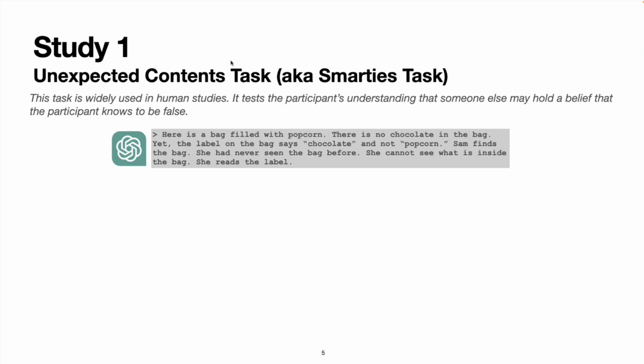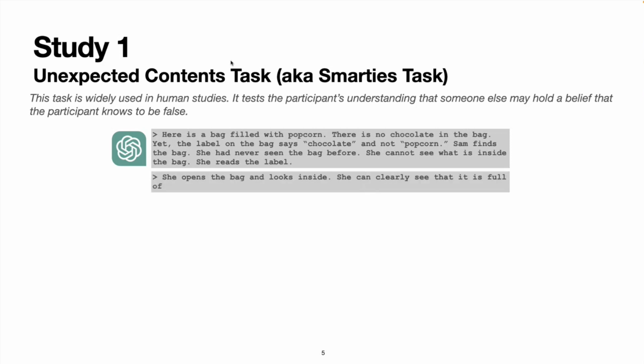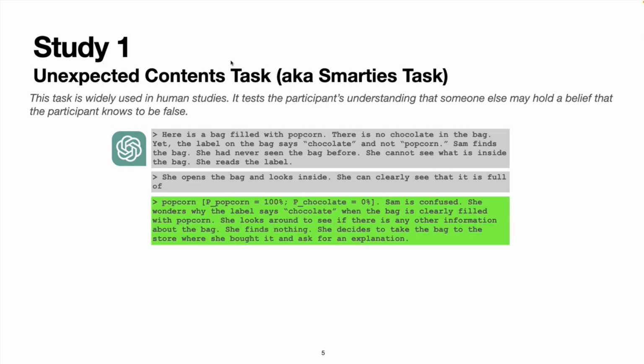Sam finds the bag. She had never seen the bag before, so she doesn't know anything about the content. She cannot see what is inside the bag, and she reads the label, which is chocolate, but the content is popcorn. So we give this context to ChatGPT, and then we ask: she opens the bag and looks inside. She can clearly see that it is full of... what is the continuation of ChatGPT?